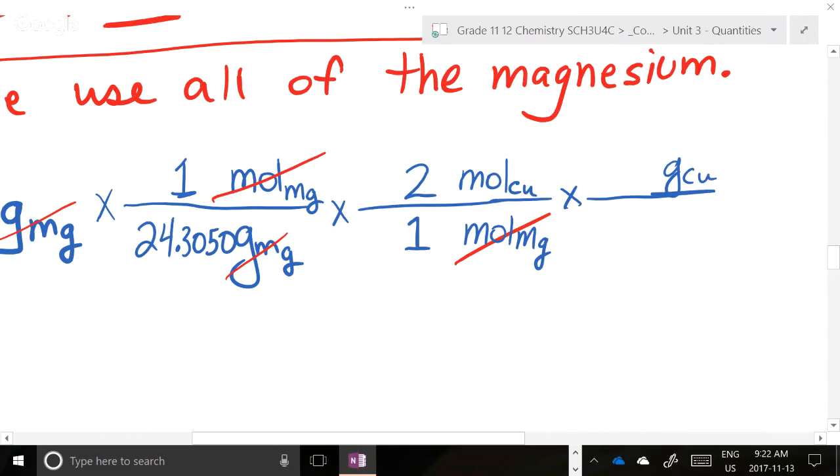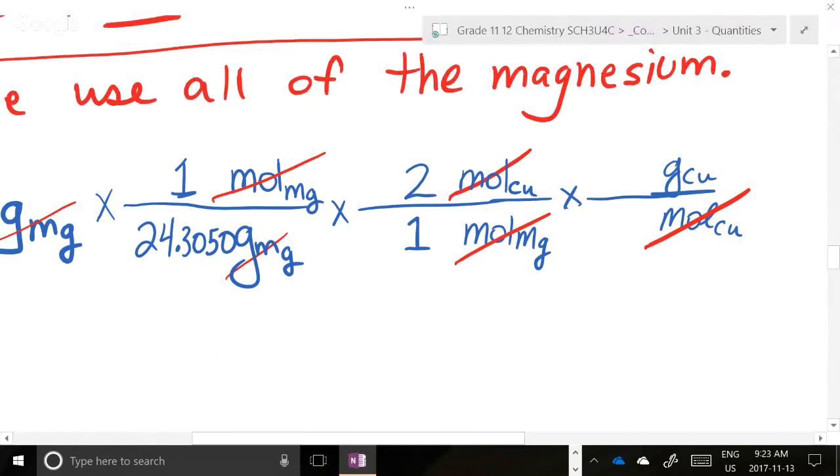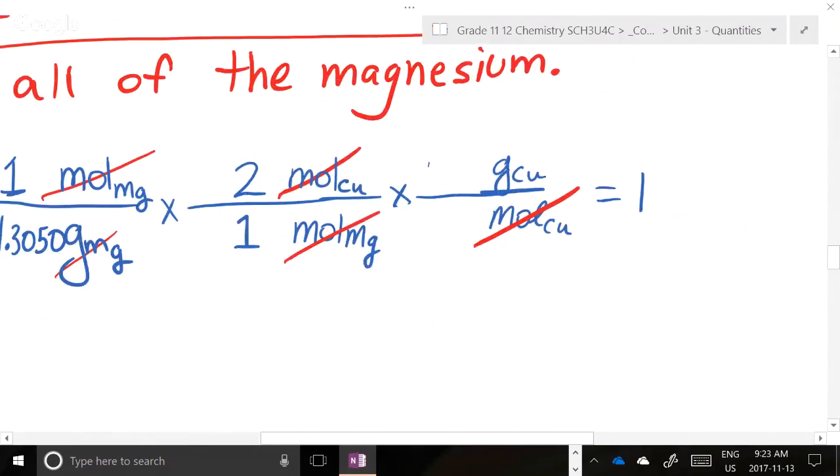So I want to know how many grams of copper. Moles of copper goes on the bottom. Good. And moles of copper will cancel, leaving me with grams. I just see a number here. What's my number? 17? That's the answer. I like that. But what numbers go in here to give me that answer?